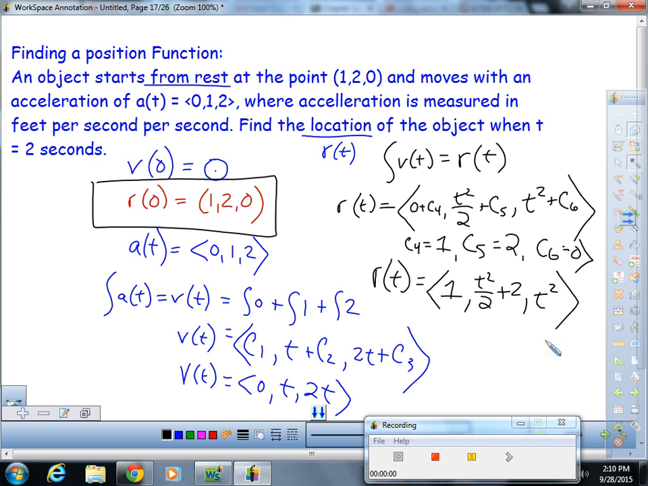Okay? So if we want to find the location of the object when t equals 2, we will write that as r of 2, and that's going to be, well, it'll be a vector, but it wants the location, so we'll just write it as a point, okay? And that's going to be the endpoint of the vector 1, comma 2, comma 4, and that is the location of our vector valued function at t equals 2.